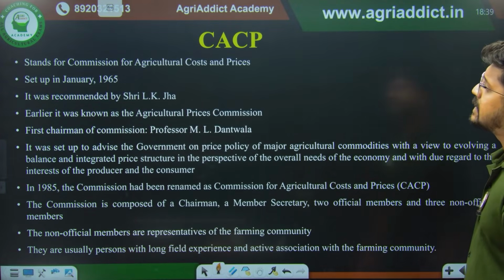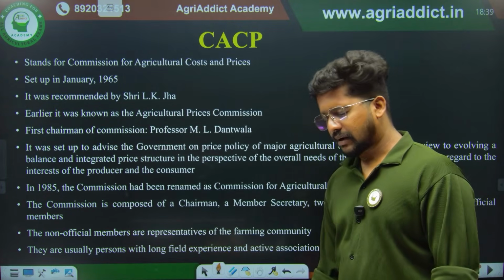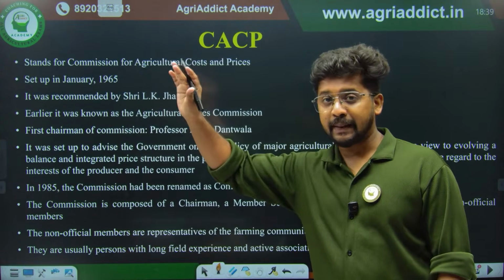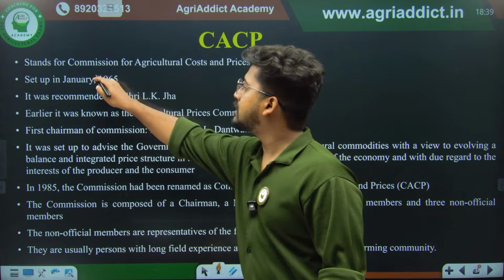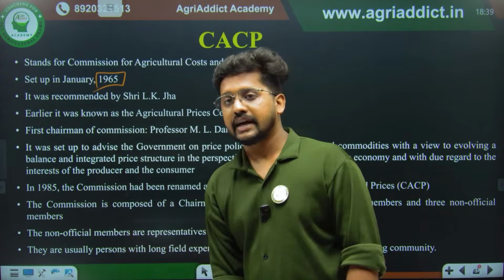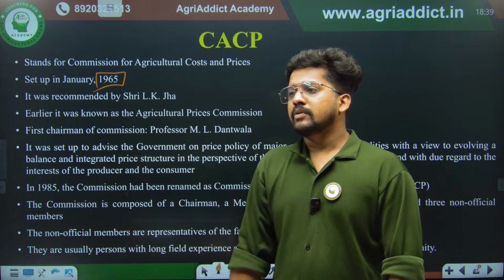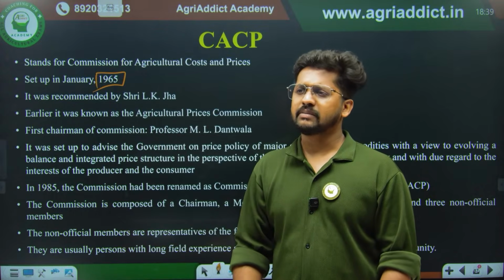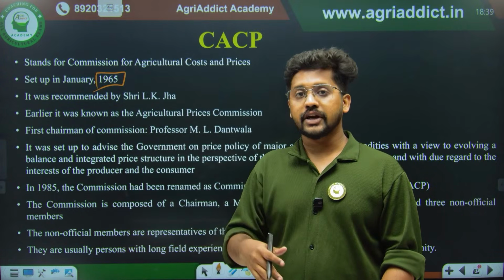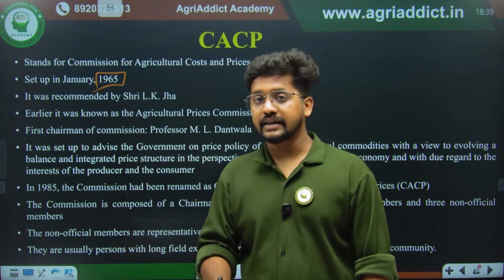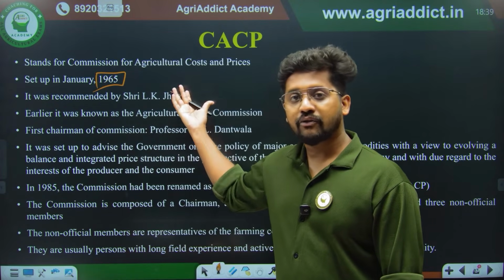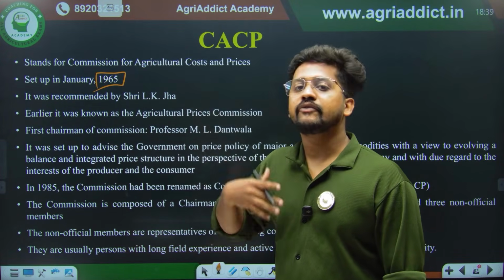Then CACP, Commission for Agricultural Costs and Prices. Initially it was the Agricultural Prices Commission, APC. It was established in 1965, but because of some structural limitations, it had to be reconstituted after 20 years, that is in 1985, and the Agricultural Prices Commission was renamed as the Commission for Agricultural Costs and Prices, with much betterment.